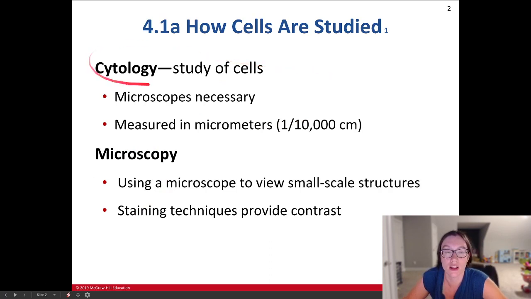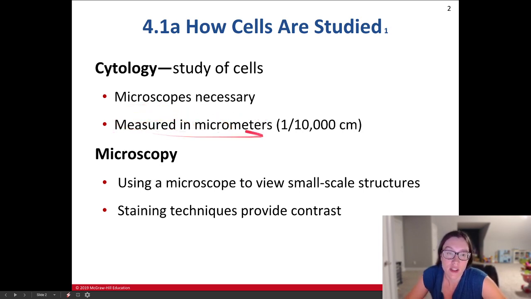So first we're going to look a little bit about how cells are studied. Cytology is the study of cells, and we need microscopes in order to study them. This lab we're going to talk mostly about models, but next lab we'll talk a little bit more about microscopes, and you'll have a virtual microscope simulation. And you'll be able to look a little bit more at the structures of mitosis in an onion root tip.